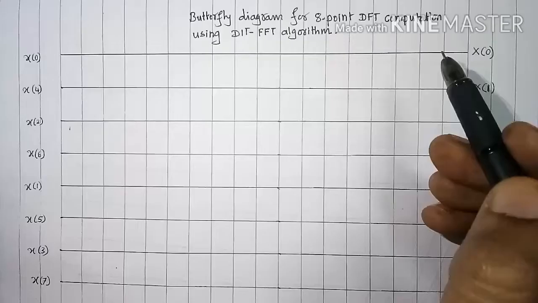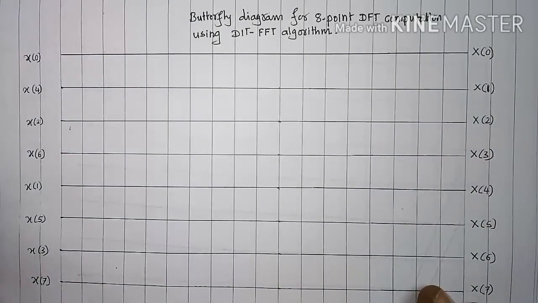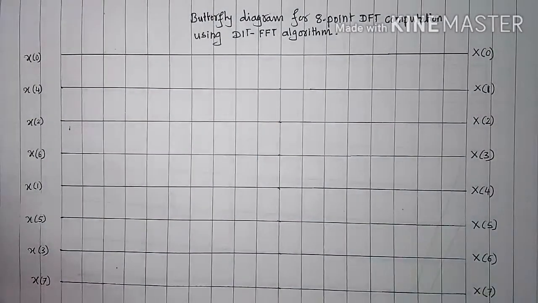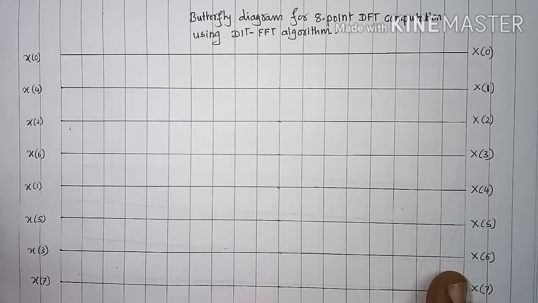First, I will draw the butterfly diagram in reverse order, making use of the butterfly diagram which I have explained before taking up this example. Now you can see here 8 parallel lines drawn to compute 8-point DFT using DIT FFT algorithm. Using these 8 parallel lines, we will complete the required butterfly diagram.